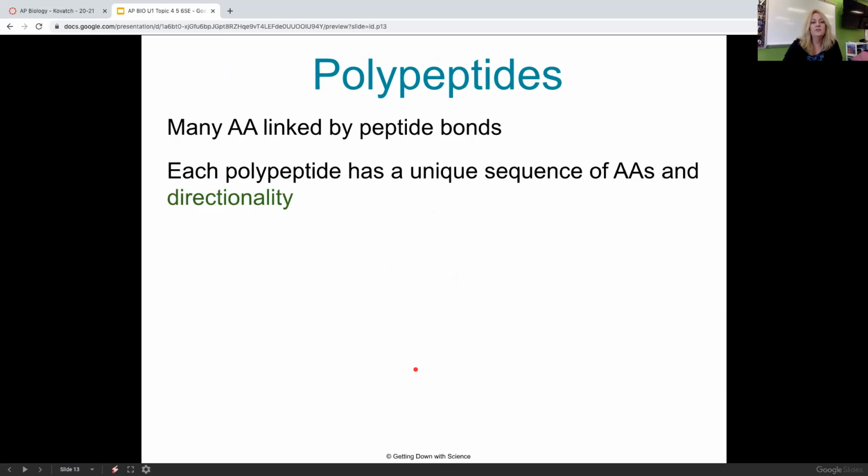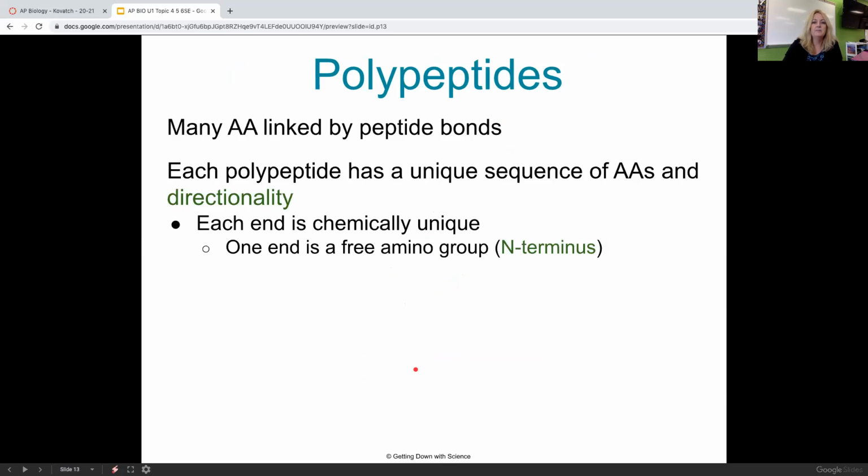Many amino acid molecules linked by peptide bonds equals a polypeptide. A lot of times students will ask me, well, when does it become a protein then? Why are you calling it a polypeptide? It's a chain of amino acids all put together with peptide bonds. Why don't you just call it a protein? Until it actually has that 3D shape, you call it a polypeptide. Once it takes on its 3D form, then you call it a protein.